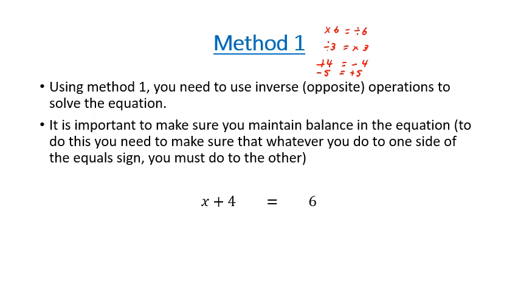It's important that you maintain balance. That means whatever you do to one side, you must do to the other. An example of this is, here we have x plus 4 equals 6. Now the inverse of x plus 4 is x take 4, or just take 4. But we need to do that to both sides. If we do the inverse to both sides, +4 take 4 leaves 0, so we're just left with x, and 6 take 4 is 2, so we've solved our equation: x equals 2.